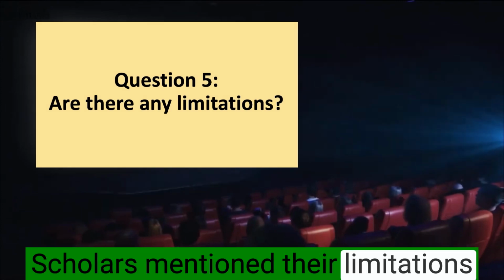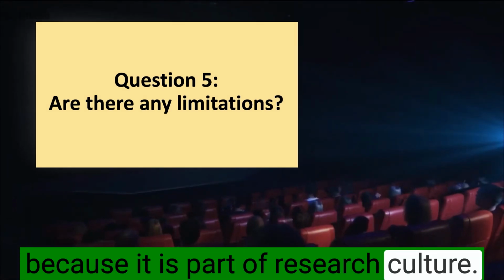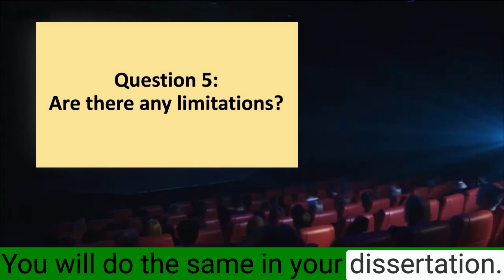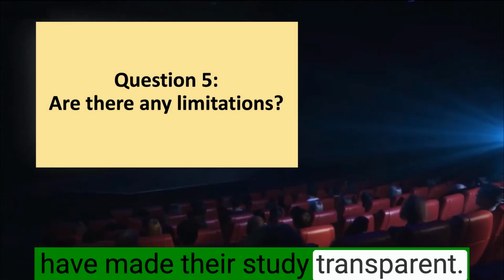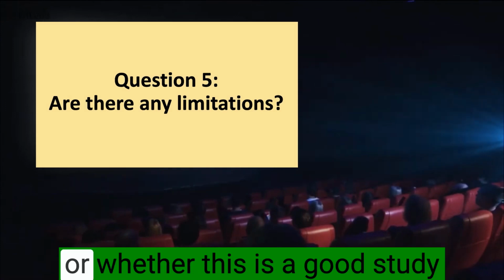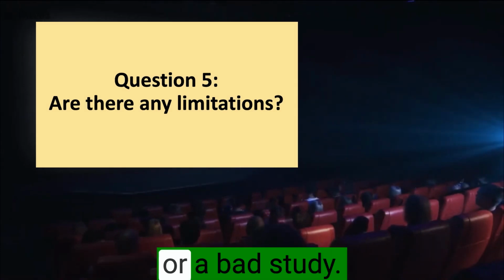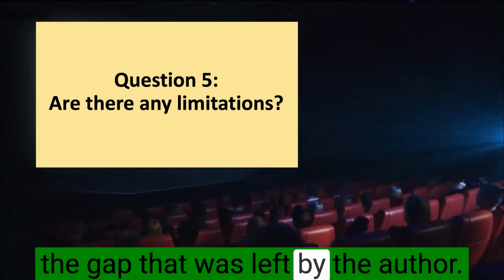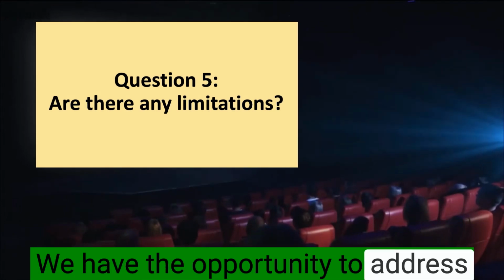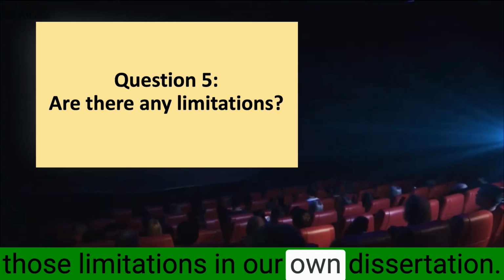Scholars mention their limitations because it is part of research culture. You will do the same in your dissertation. By giving us the limitations, they have made their study transparent. From this, we can make a judgment of whether this is a good study or a bad study. It also gives us opportunities to fill the gap that was left by the author. We have the opportunity to address those limitations in our own dissertation.